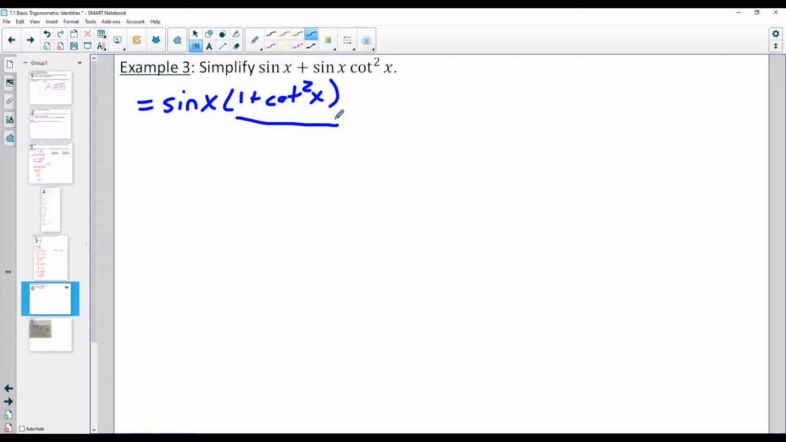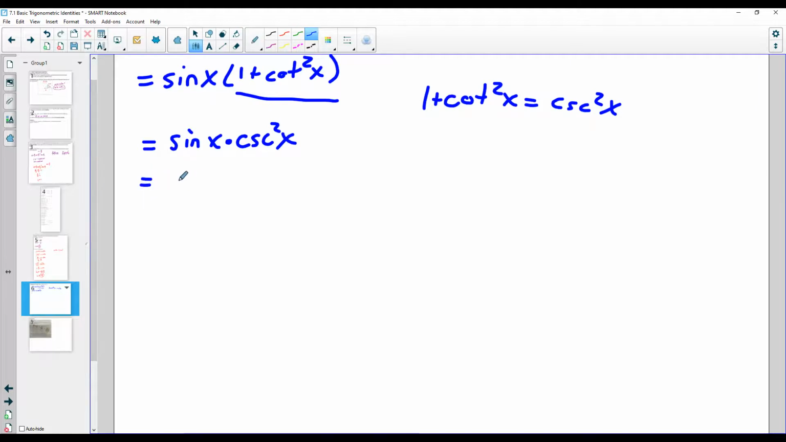So right here, this is really an identity, and we can replace that with, this is supposed to be times cosecant squared of x, right? Because we have this identity. So we've just substituted cosecant squared in for 1 plus cotangent squared because we have that identity. And now we can go further.